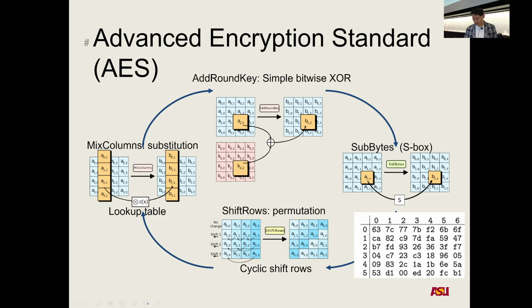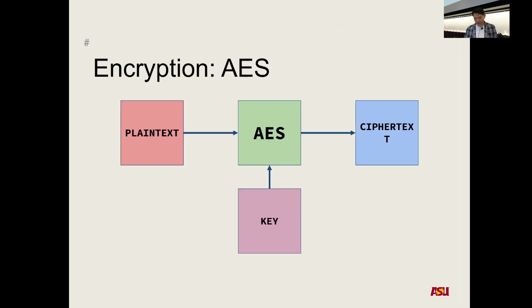This is the basic operation mechanism in AES. AES is a symmetric algorithm, right? So plain text will be mixed with the key, and output the ciphertext, and decryption also uses the same key. Then we can get the plain text.